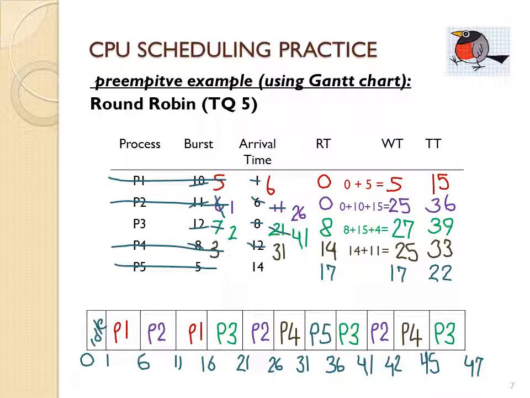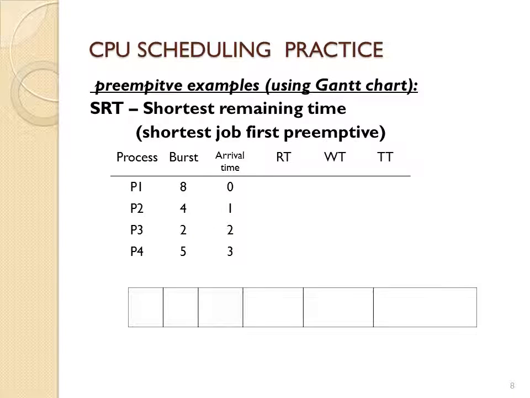And then if you take these three calculations, for 5 processes, and divide them by 5, if you add all this up and divide it by 5 for the response time, you will get the average response time, the average wait time, and the average turnaround time. Now we will try another exercise.